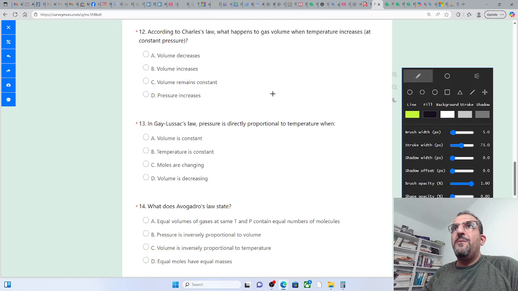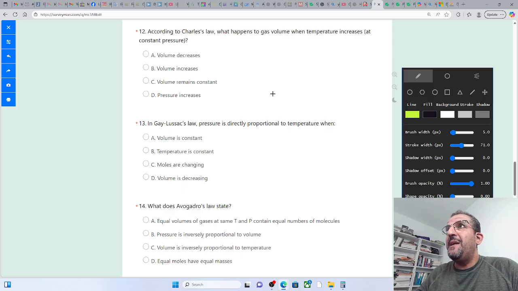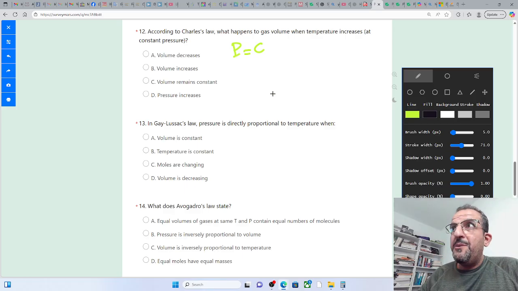Okay, let's move now to 12 and see what we can do with 12. So in problem 12, according to Charles' law, what happens to gas volume when temperature increases at constant pressure? We have the pressure, guys, is constant, so the pressure never changed. And according to the ideal gas equation, we have PV equal to nRT. Let's check. So the temperature increases, so the temperature is changing. What happens to the gas volume? So the volume is changing, temperature is changing.